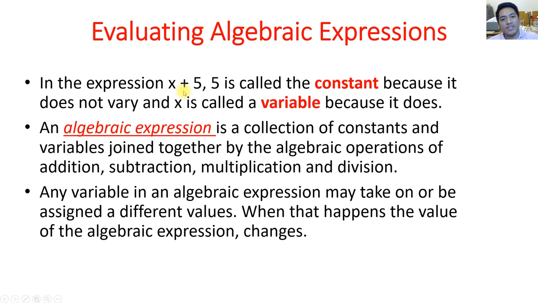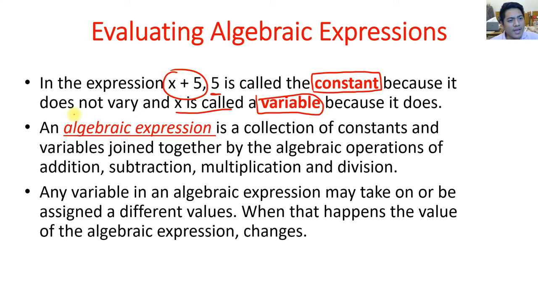In the expression x plus 5, for example, 5 is called the constant. The constant, in the concept of mathematics, is a value that is not changing. It's constant because it does not vary. And x is called a variable because it varies. Okay, so the variable varies, from the word itself. It can take any value, let's say negative 1, 2, 3, 4, 5, negative 1,000, even 0. Okay, it can take those values because it is a variable.